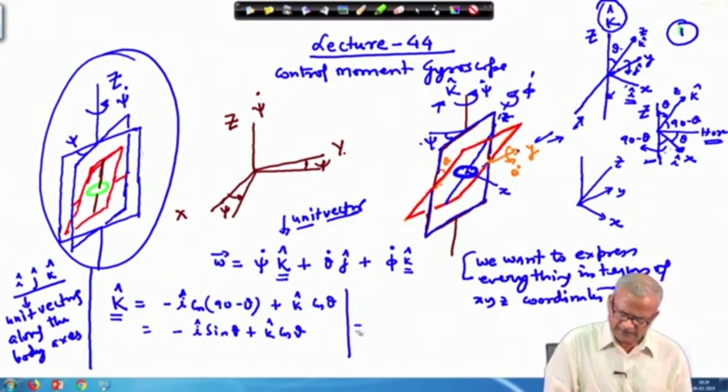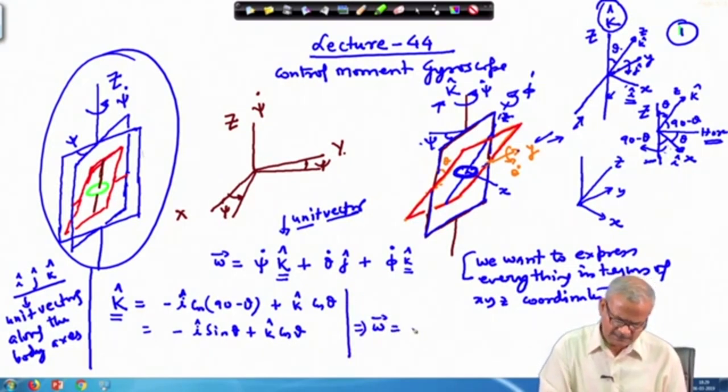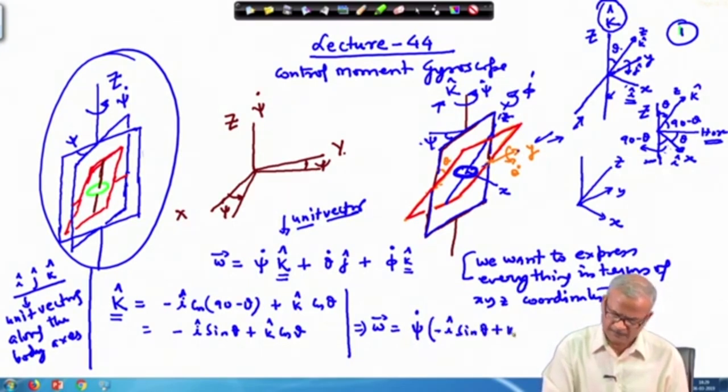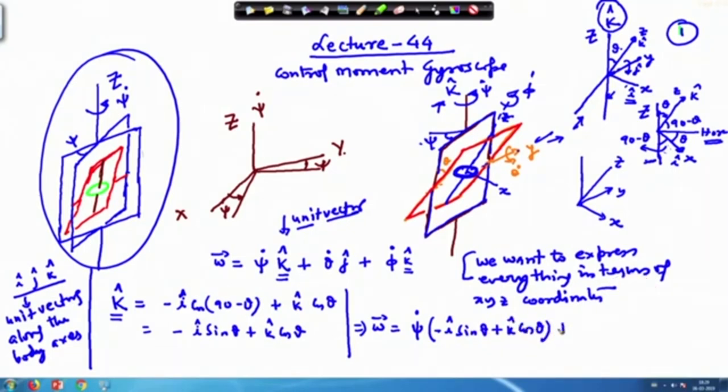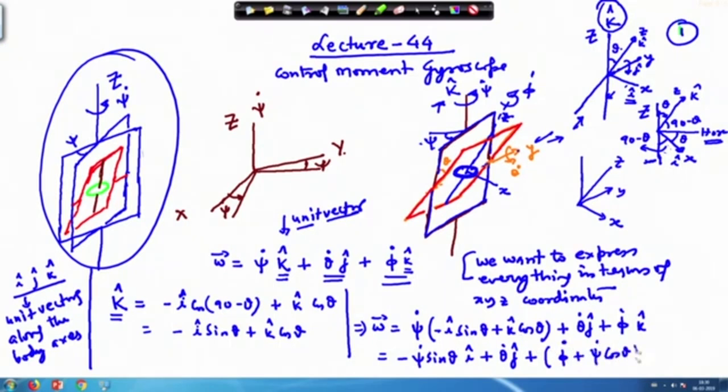And from here this implies omega can be written as psi dot times the above expression, then copy this part theta dot j cap, then this part phi dot k cap, and then the i and k terms we can combine together and separate out the terms. So that gives us minus psi dot sin theta times i cap plus theta dot times j cap and plus phi dot plus psi dot cos theta times k cap.